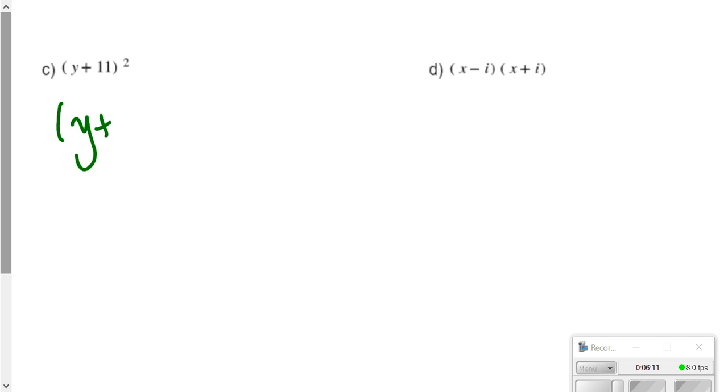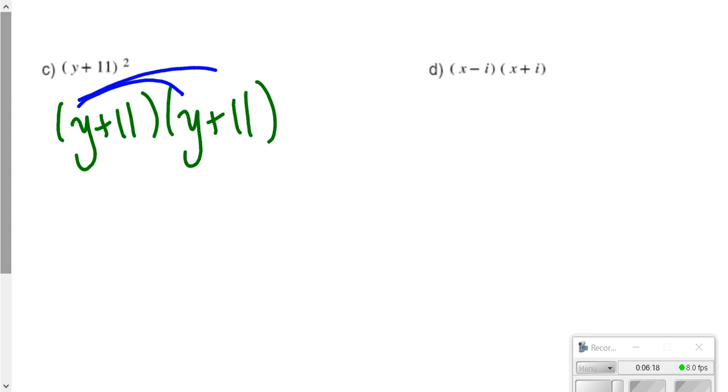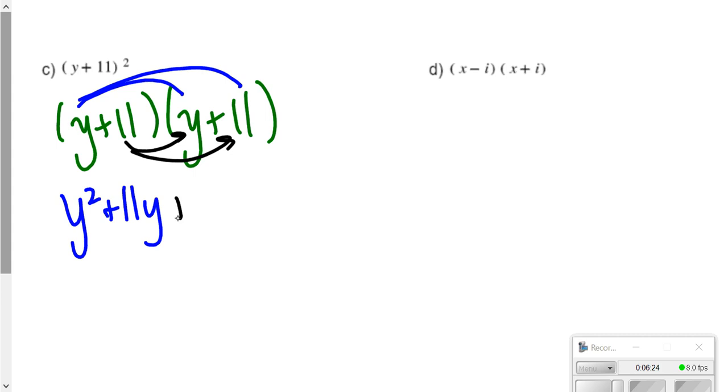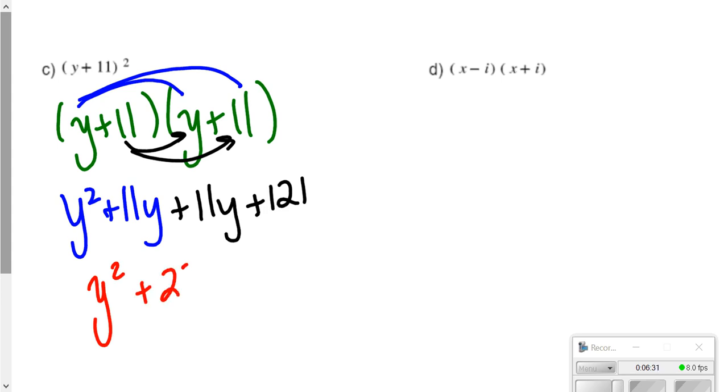So (y + 11) squared means you have two binomials that are each y plus 11. You distribute this y, so you'd have y squared plus 11y, and then you distribute this 11, which gives you another 11y and 121. So your final answer is y squared plus 22y plus 121.